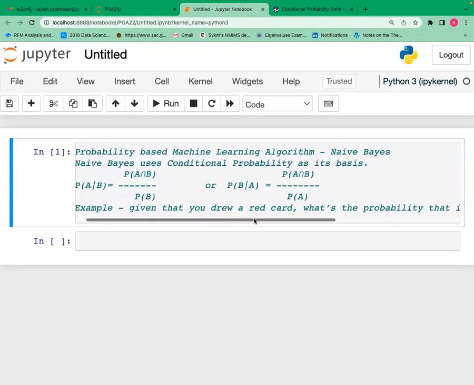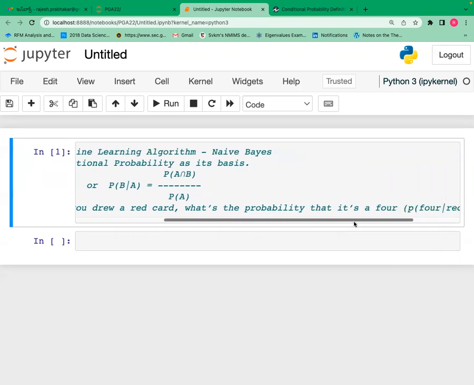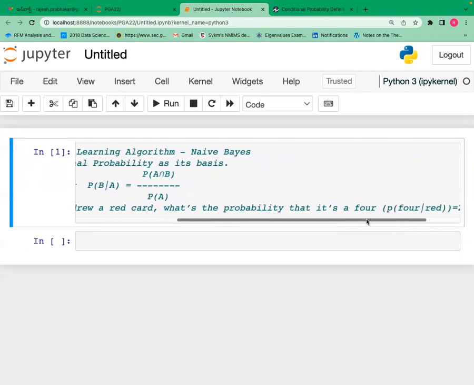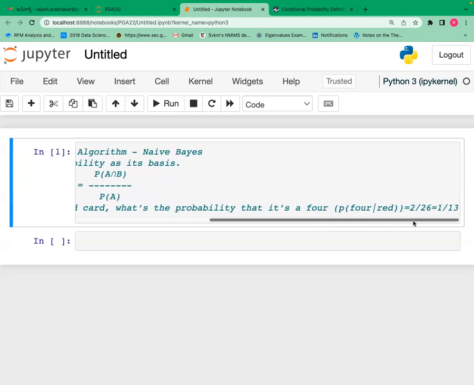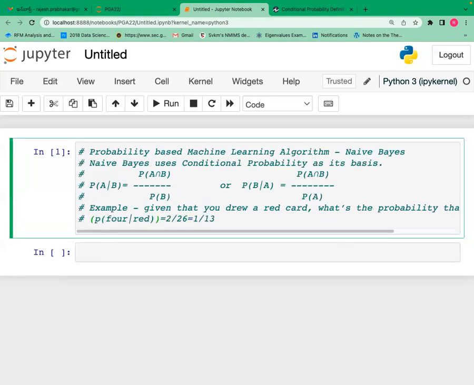Given that you drew a red card, the condition is you have already drawn a card, and it is red. What is the probability that it's a 4? So probability of 4 given it is red. How many red cards will be there? 26. What is the probability of 4? 2 by 26. So a condition will be there. That is called conditional probability.